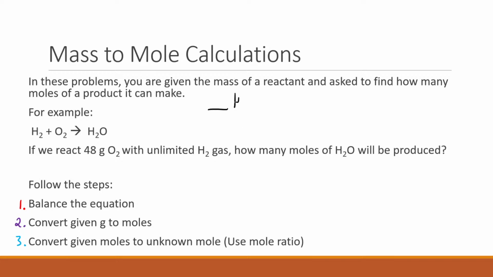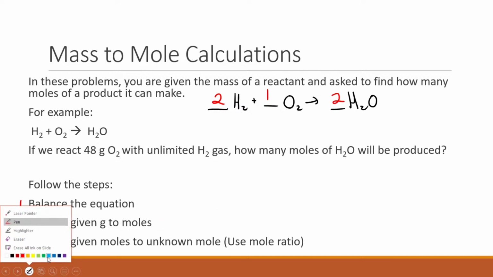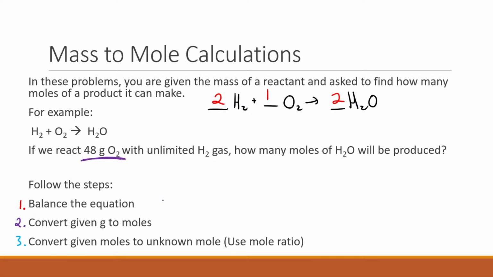So we're going to start by looking at our equation and making sure it is balanced. We know that this balances out with a 2, a 1, and a 2. Then we're going to look at our question. They give us 48 grams of oxygen.